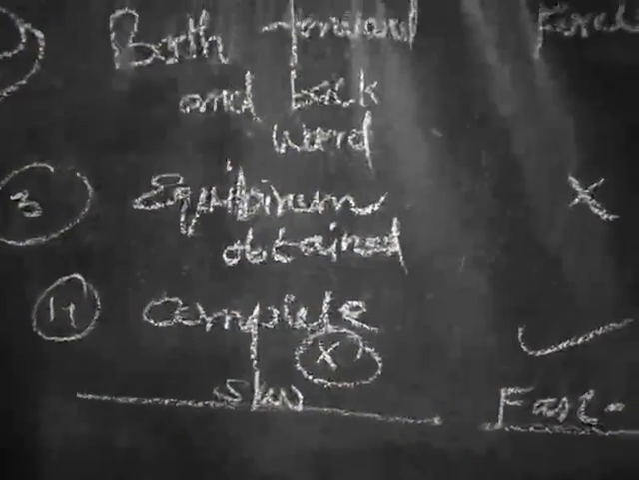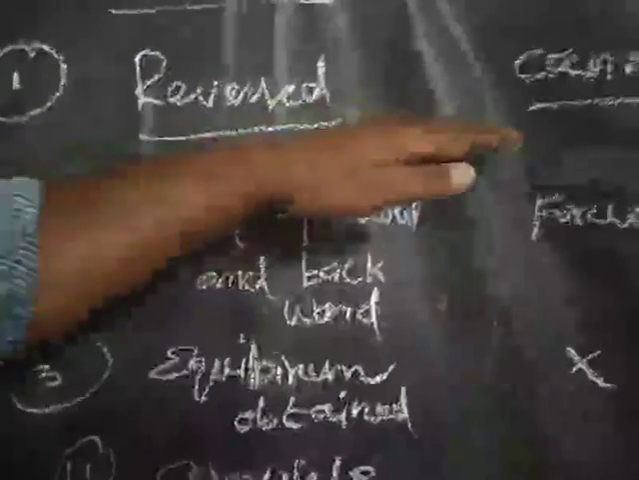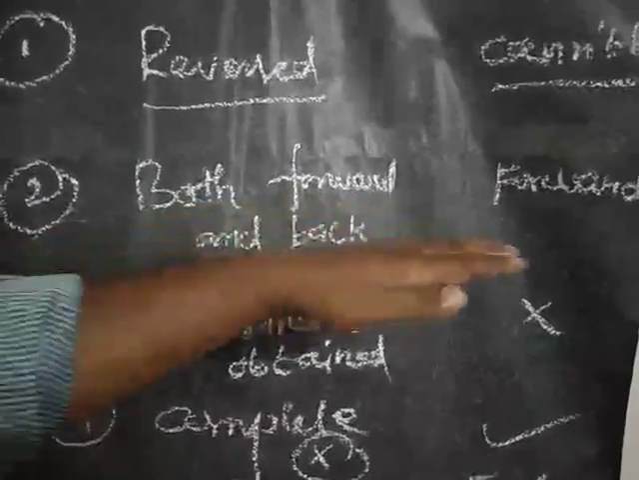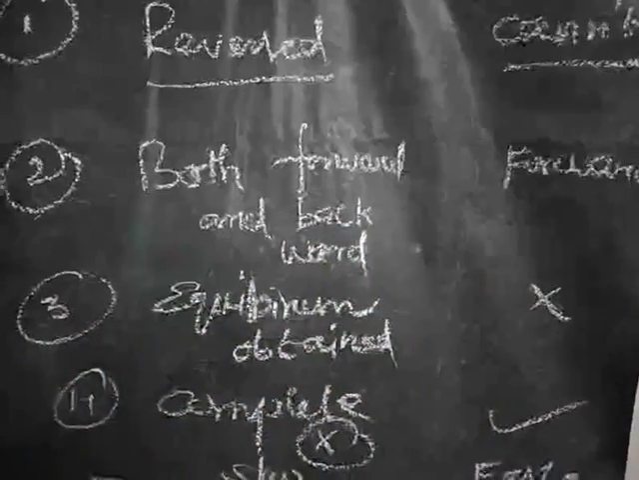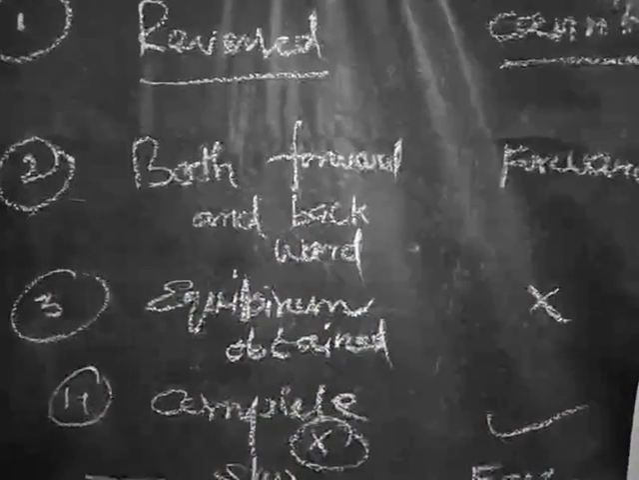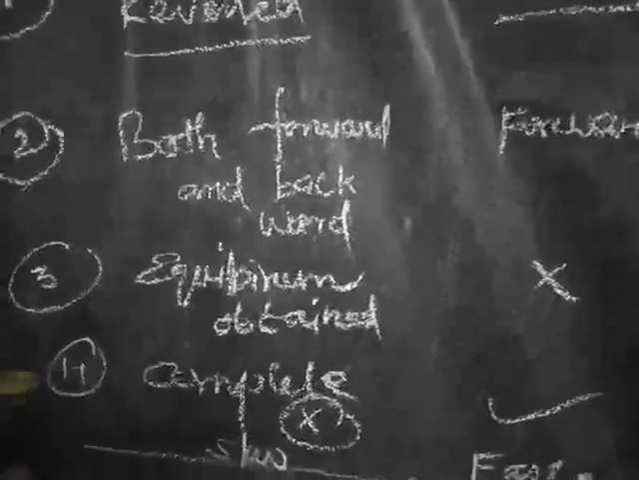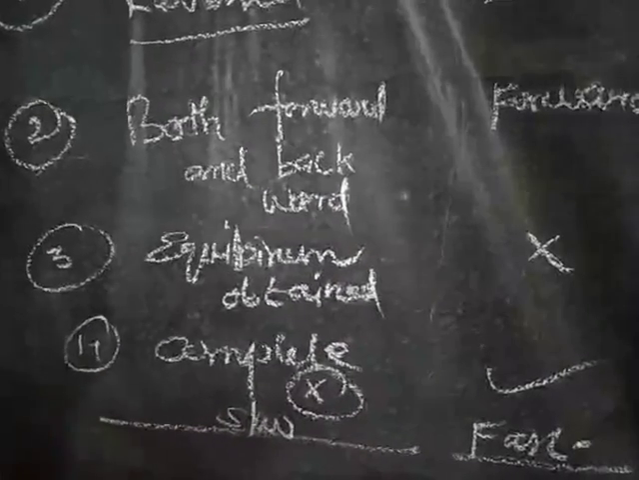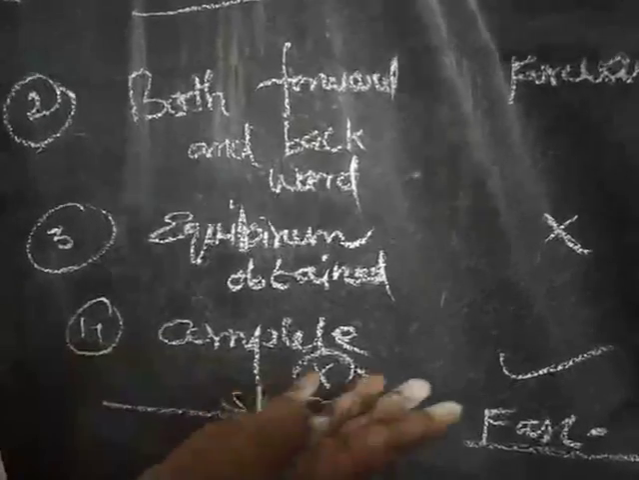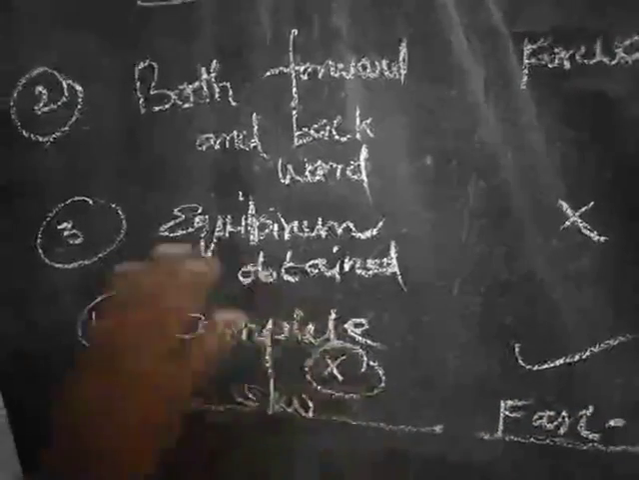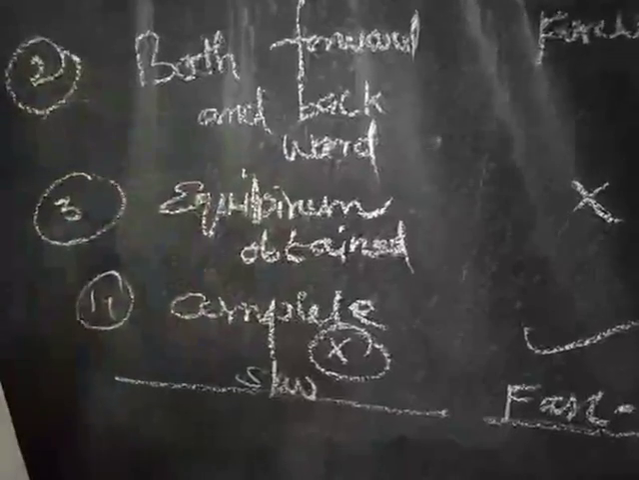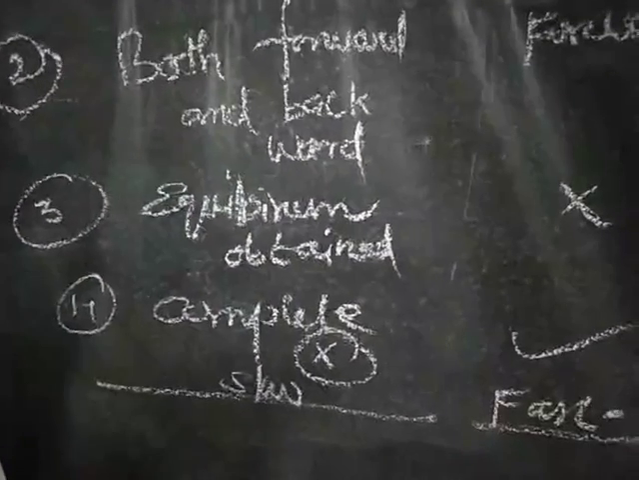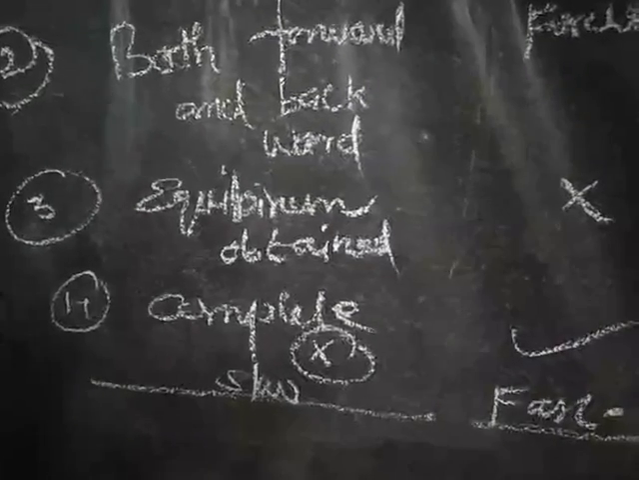So first point, it can be reversed under suitable conditions, it cannot be reversed. Here both the forward and backward reaction will happen, here only the forward reaction will happen. Third point, it attains equilibrium, here it cannot attain equilibrium. Here complete reaction is not possible, here complete reaction is possible. It is relatively very slow, here fast. So these are the differences between reversible and irreversible reactions.